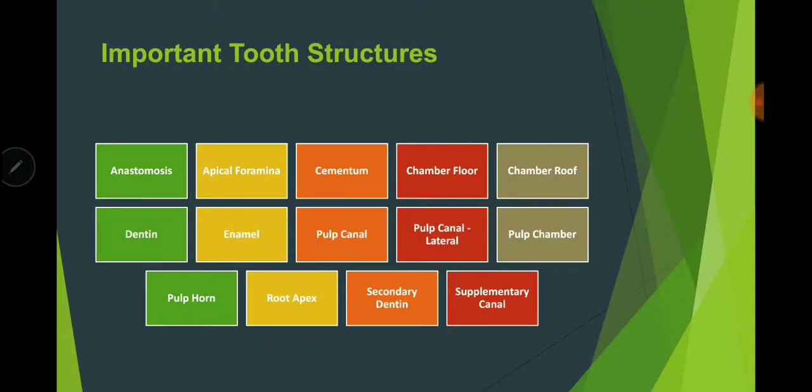So the important tooth structures are the anastomosis, which was just described, the apical foramen, cementum, the floor of the pulp chamber, the chamber roof, the actual pulp chamber, the pulp canal, supplementary canals, secondary dentin, and the pulp horn. Those are important things that you're supposed to know.